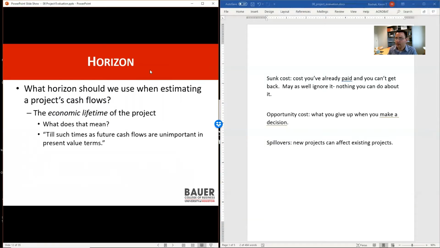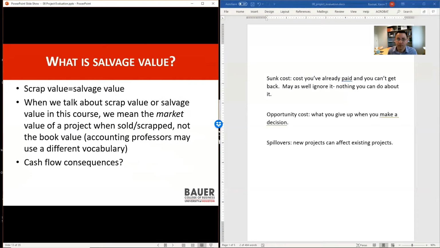Moving on, when we think about projects, they usually have a finite horizon. Companies exist kind of indefinitely, but projects have a horizon. So how far out should we be thinking about for a project? The short answer is the economic lifetime of a project. Fleshing that out a little bit more, that means until such time as future cash flows are unimportant in present value terms. Okay, so you need to forecast things out until it becomes kind of marginal and not very important for your company's valuation.